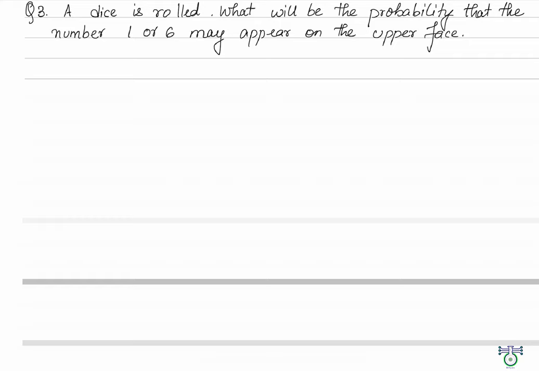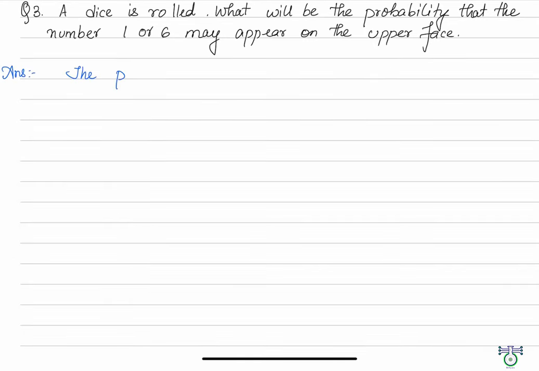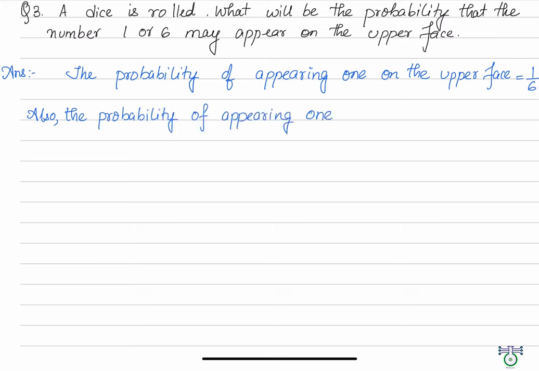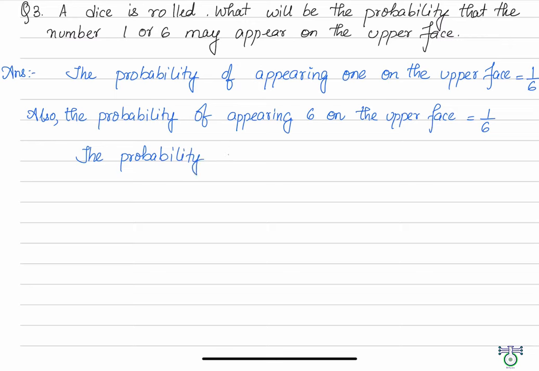A dice is rolled. What will be the probability that the number 1 or 6 may appear on the upper face? This might look a little tricky, but this is very easy. The probability of 1 appearing on the upper face would be 1 by 6. Also, the probability of 6 appearing on the upper face would be 1 by 6. Therefore, the probability of 1 or 6 appearing on the face would be 1 by 6 plus 1 by 6, which is going to be 1 by 3. I hope you can understand. If you have understood this, I am definitely sure that you can solve the next question.